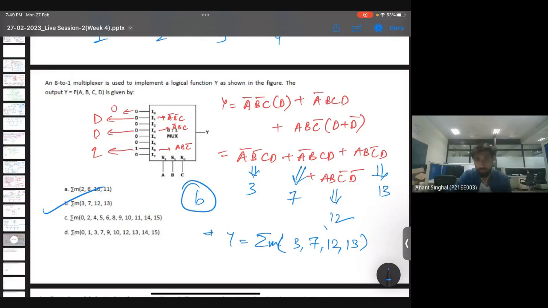Is it clear to everyone? Please respond if it is clear. Okay, so option B is the correct answer to this question.